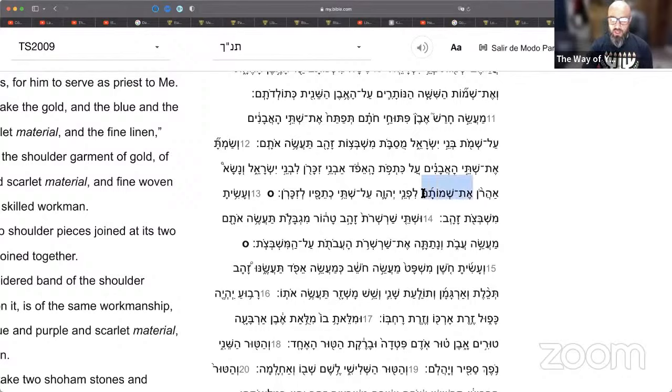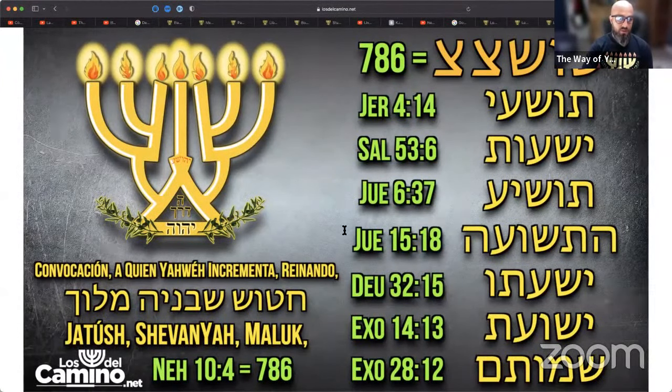Et Shemotam, their names. Shemotam. So their names, same numerical value as the logo. So the logo represents their names. What names? The names of the people of Israel, the names of the chosen. And I hope that's clear.